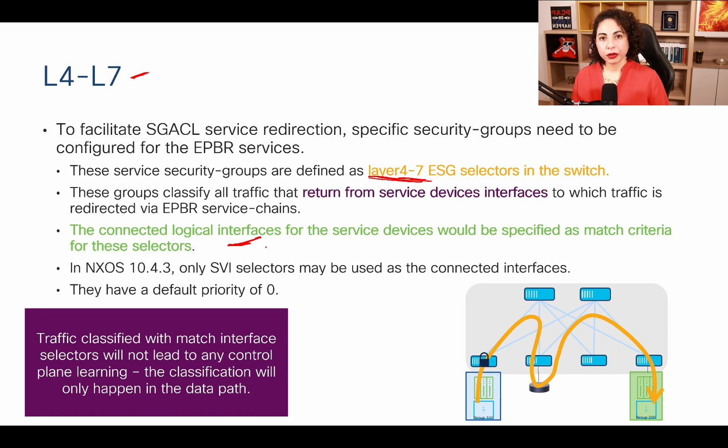So if you remember from the first slides when we were doing the positioning of the endpoints inside the classic ESGs, we were matching on connected endpoints or external subnets, but in any case, it was matching on IP addresses. Here we are matching on an interface, saying all the traffic coming from a specific interface will be put inside this ESG. And again, it's from a data plane perspective, not a control plane perspective, like the classic ESGs. So by the way, for the moment, only SVIs can be selected and the priority is 0.